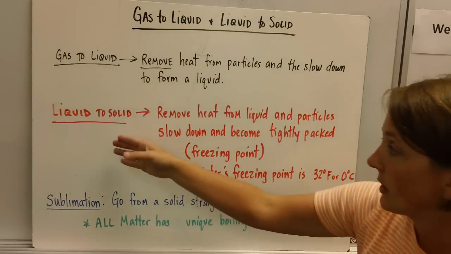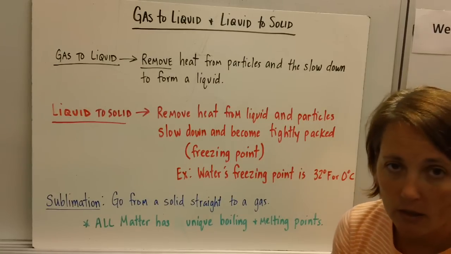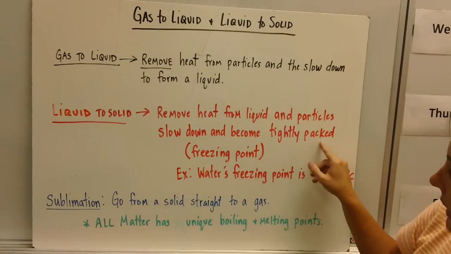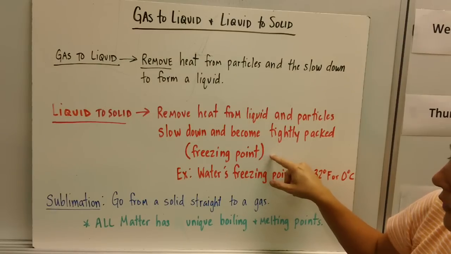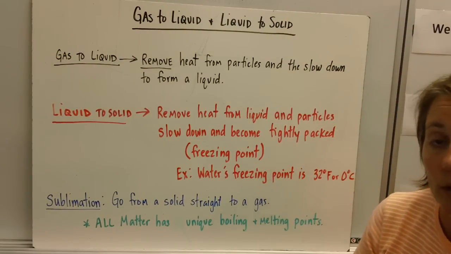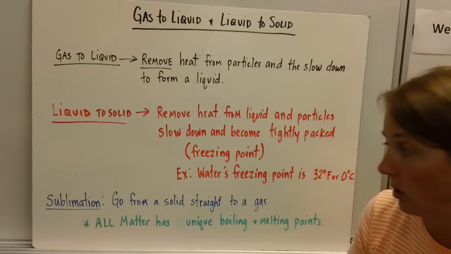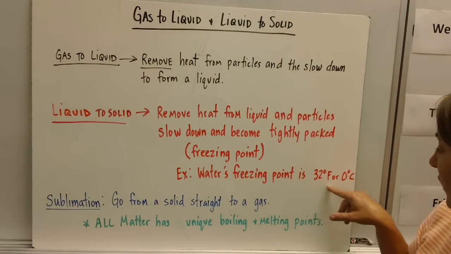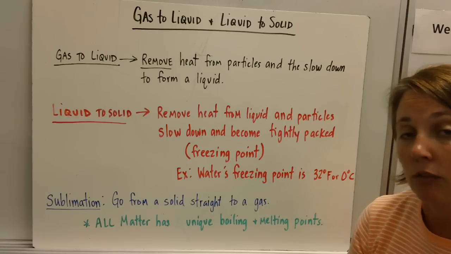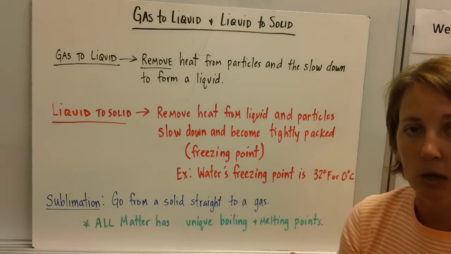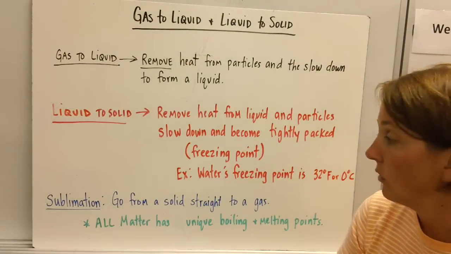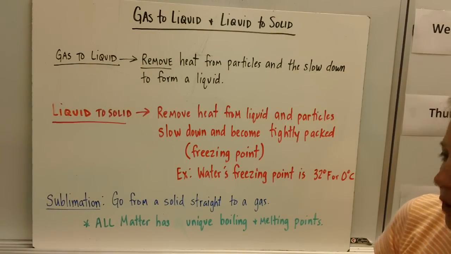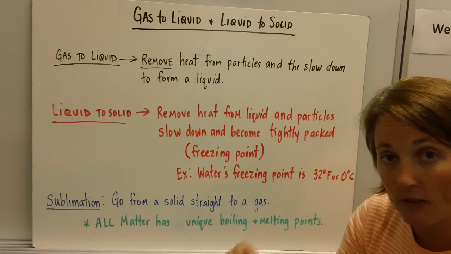Once you reach the liquid stage, you remove even more heat, which means you're dropping the temperature, the particles slow down and become tightly packed together again. This is called the freezing point. So the melting point and freezing point are going to be the same temperature when you talk about a substance. For example, water's freezing point is 32 degrees Fahrenheit or 0 degrees Celsius. If you go to 33 degrees, you start to melt, and those particles will start to move a little more rapidly.